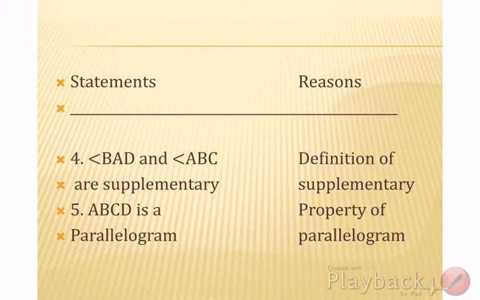Then you continue. Angle BAD and angle ABC are supplementary. We know that because 60 degrees plus 120 degrees is 180, and that's the definition of supplementary. Your last statement is that ABCD is a parallelogram because you have been able to use a property of a parallelogram, the definition of supplementary. Let's go on.